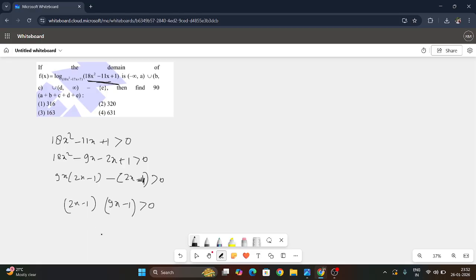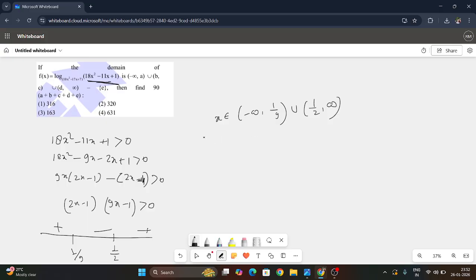Okay, so if you make the number line, this is going to be 1/2 here and 1/9 here. We want plus, minus and plus. So what does it mean? It means x belongs to (−∞, 1/9) ∪ (1/2, ∞). Okay, I think it is clear.